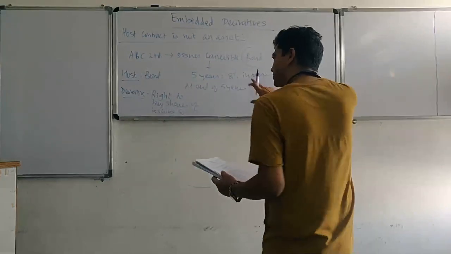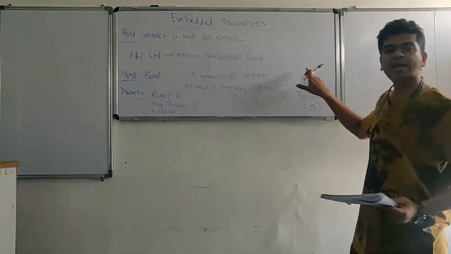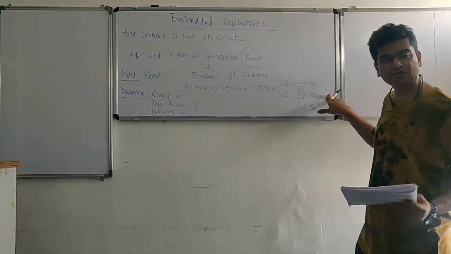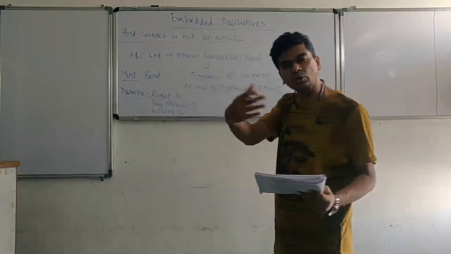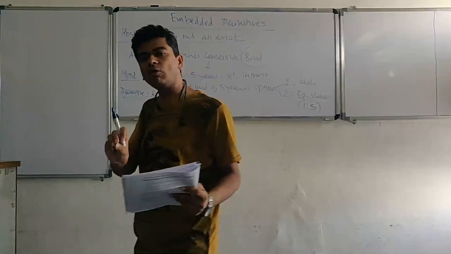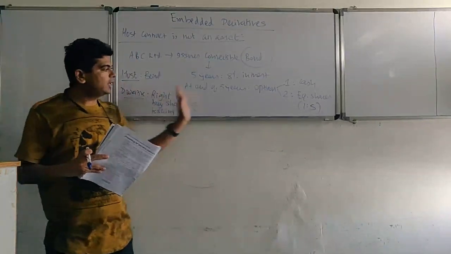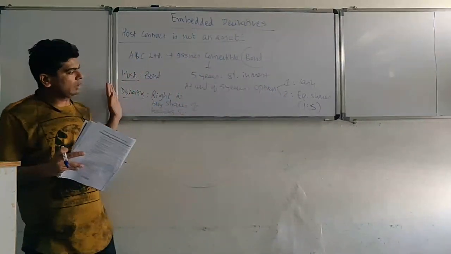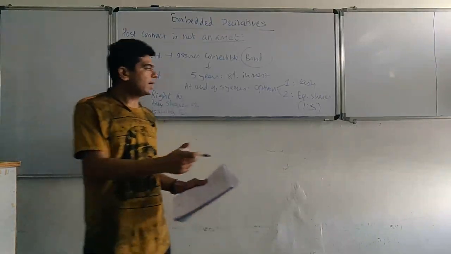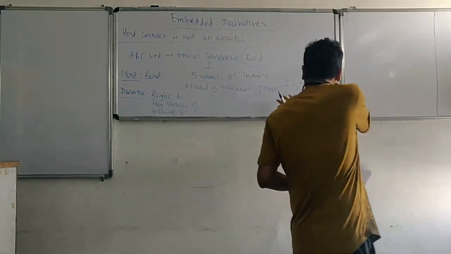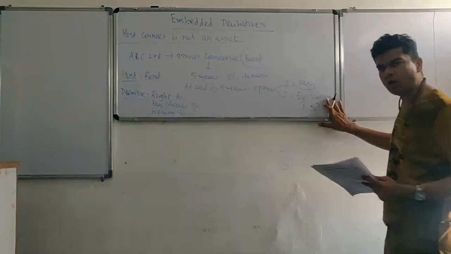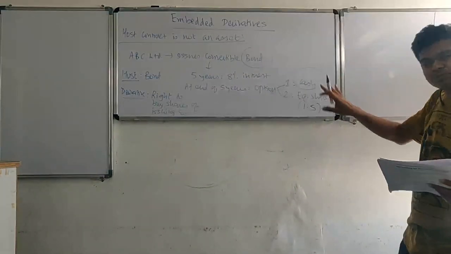Let's say you are an investor. You want to invest in this particular bond. You tell the company that, see, I'm not interested in shares. I have already made up my mind today itself that after 5 years, I want cash. So you tell the company to exclude the derivative from this particular contract. As an investor, I have made up my mind. After 5 years, I want cash. I don't want equity shares at all. So please exclude this option.